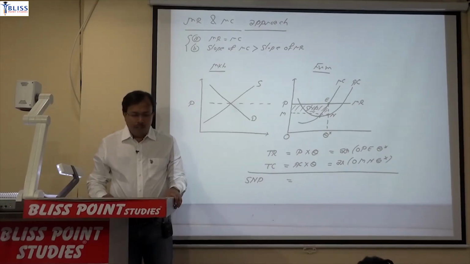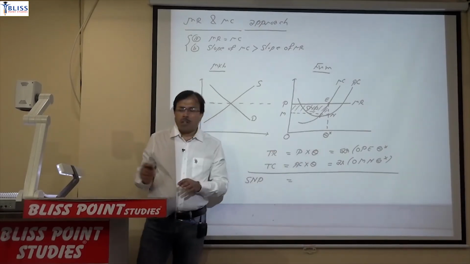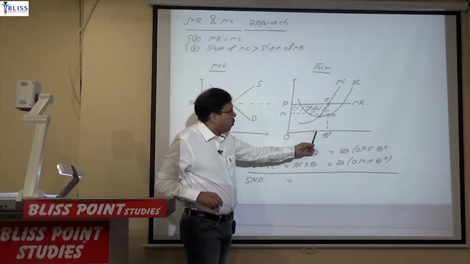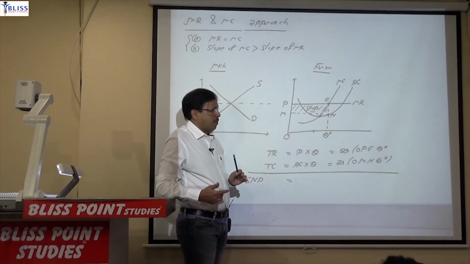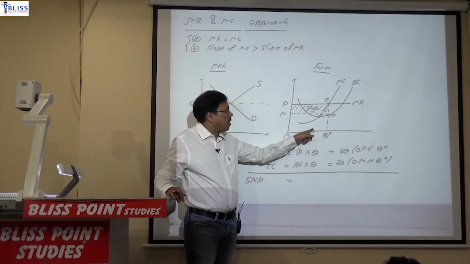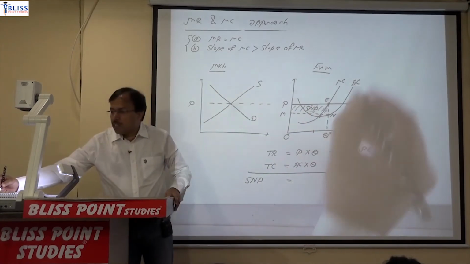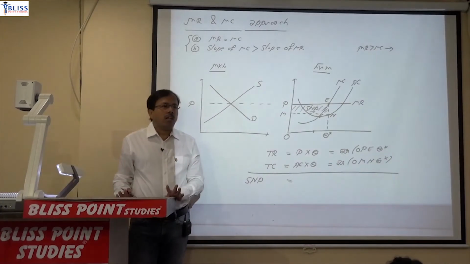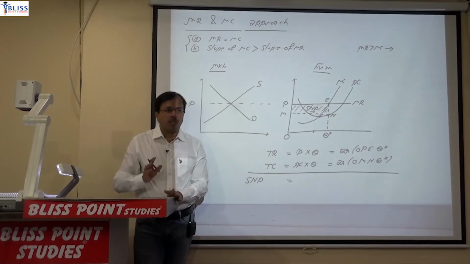To the left of output Q star. To the left का मतलब अगर आप इस क्वांटिटी के लेफ्ट में कोई क्वांटिटी मार्क करते हैं, देन विच कॉस्ट इज अबव और विच कर्व इज अबव. If you mark any quantity to the left, then marginal cost will be less. Marginal revenue will be more. So if marginal revenue is more than marginal cost, what does it mean? It only means that supernormal profit में average आएगा, margin नहीं, margin for additional होता है.